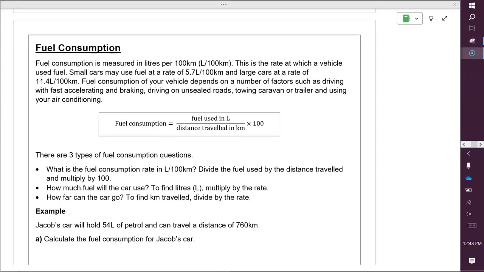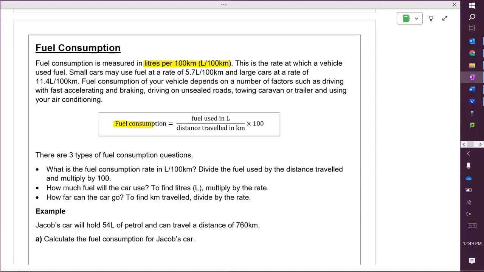This is our last lesson on applying rates, and we're looking at fuel consumption. This is measured in litres per 100 kilometres, and that's how much fuel a vehicle uses over that time. Small cars use a lot less than large cars, but there are still a lot of factors that can affect that. The biggest one is if we're using our air conditioner, it's going to use more fuel. How fast you're accelerating, braking, and if you're driving on dirt roads can all be big contributing factors.